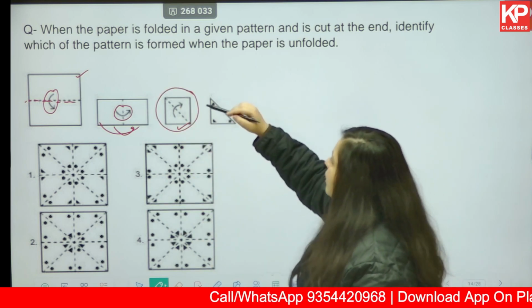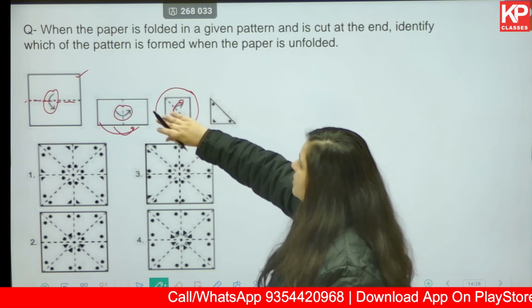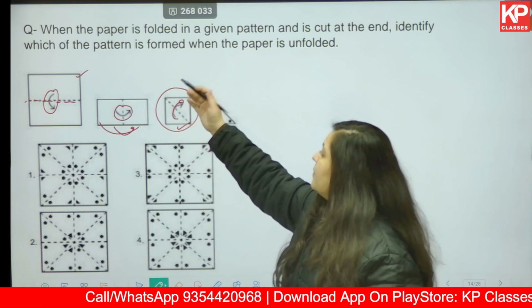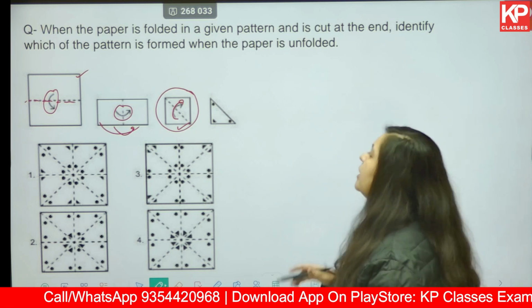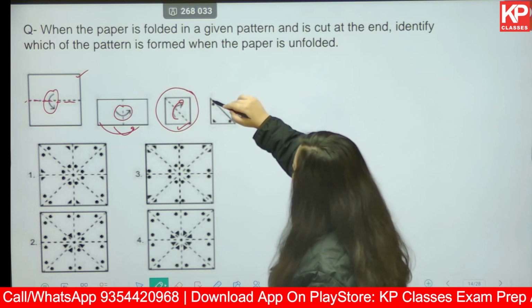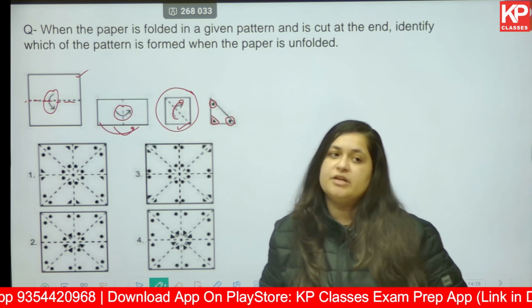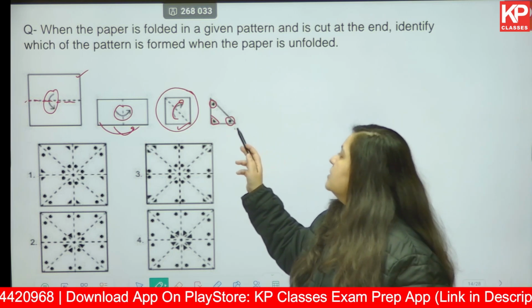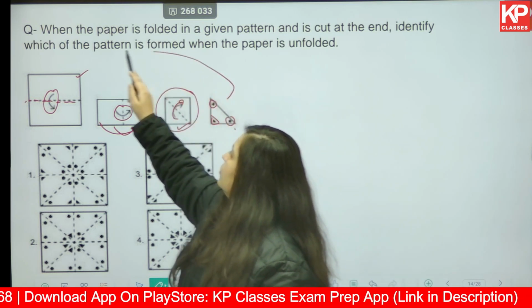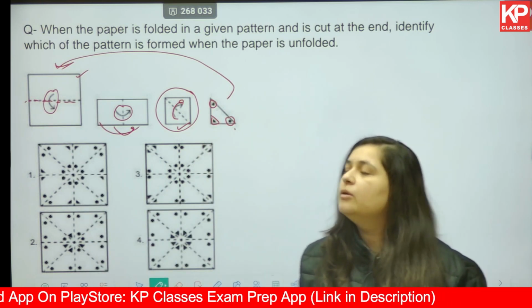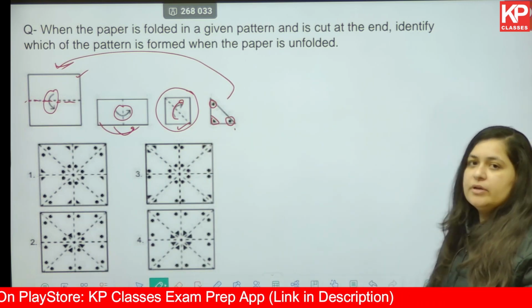Then you fold it in this manner, meaning this portion is going above, well, this portion is coming down. Now voids have been created, a circle, and here you have a triangle. When this part is unfolded to get into its original shape, that is a bigger square, how will it look like? And you have 4 options over here.